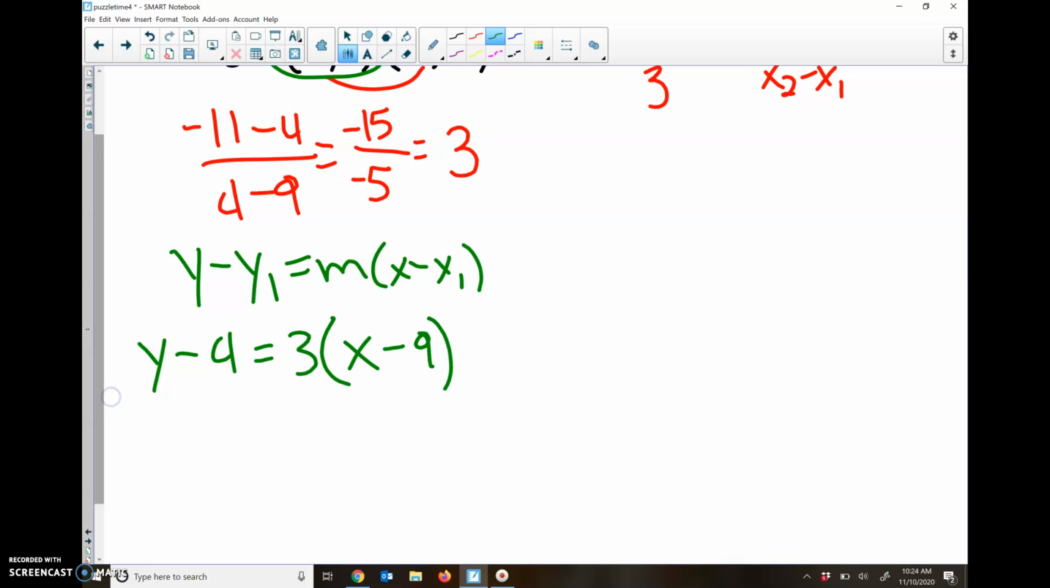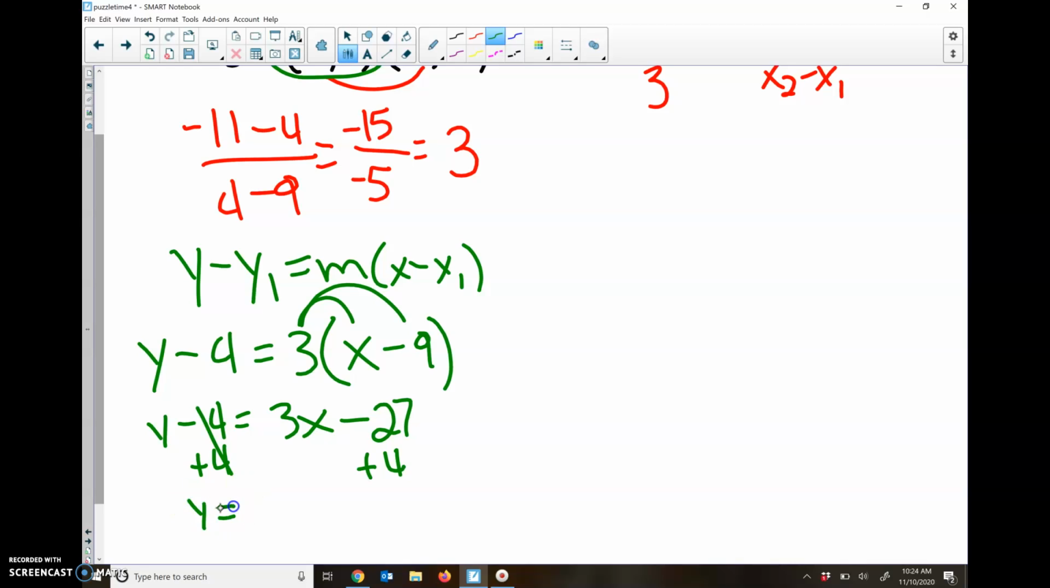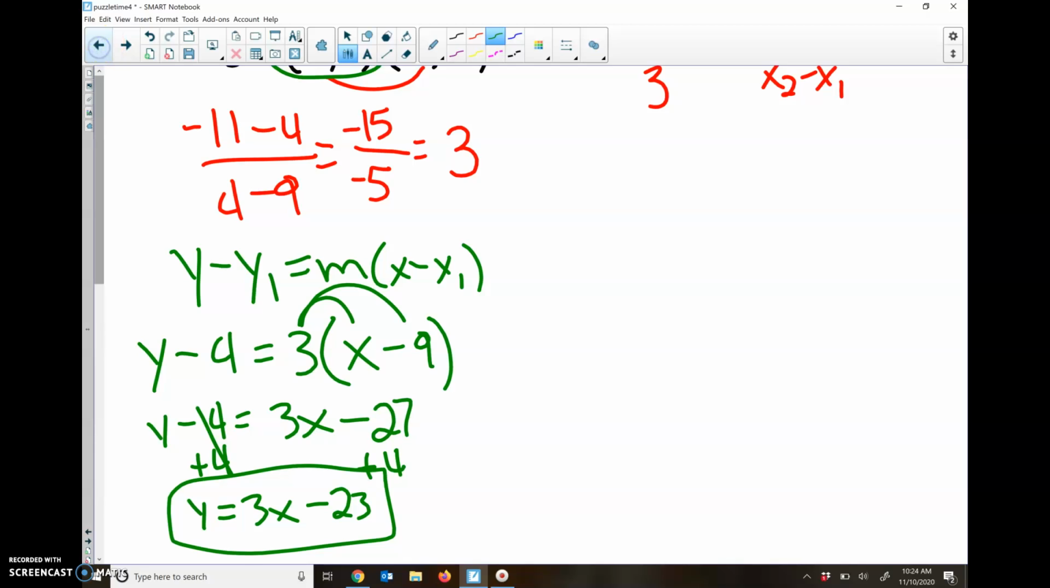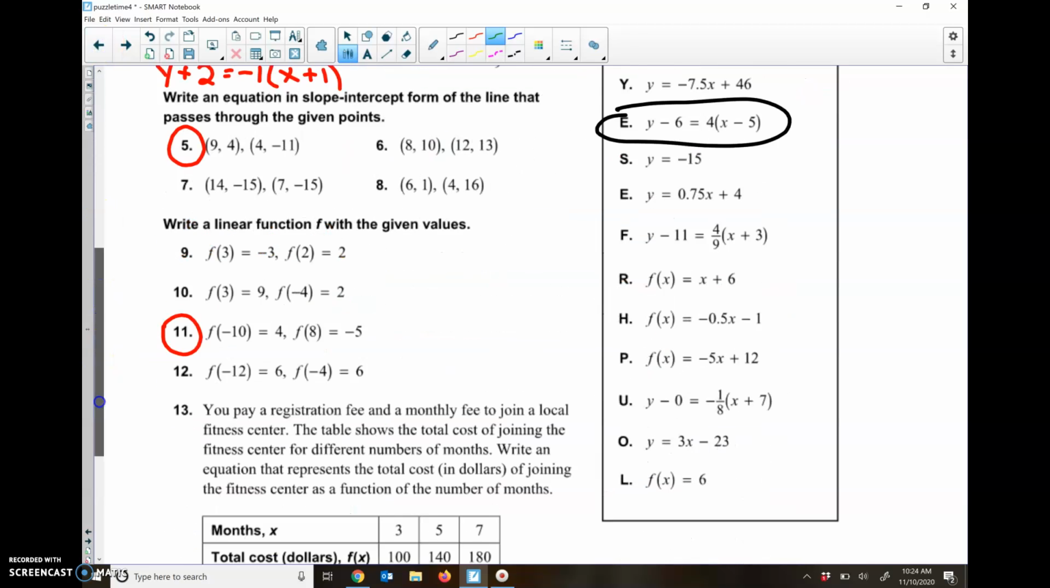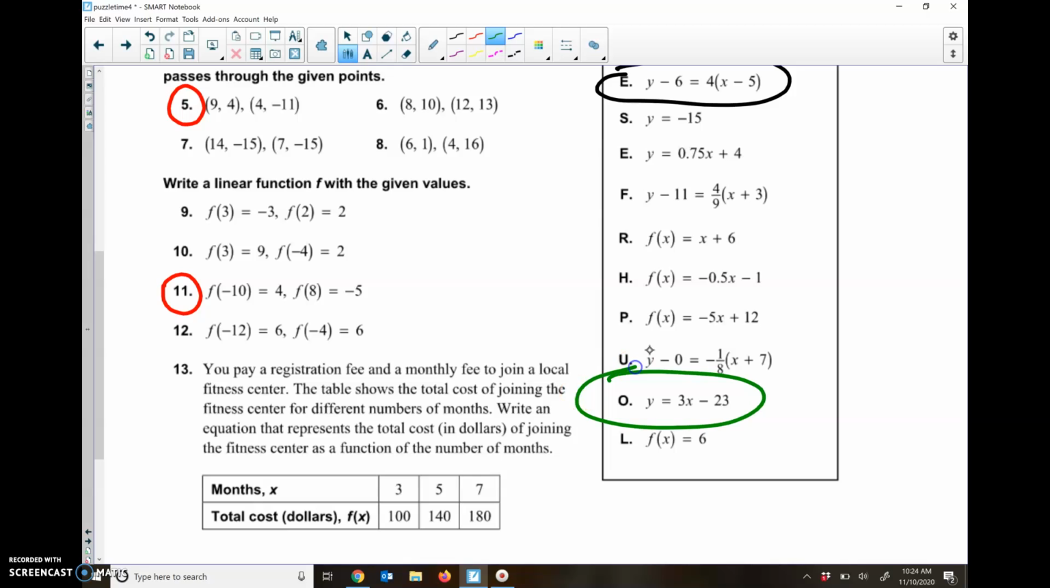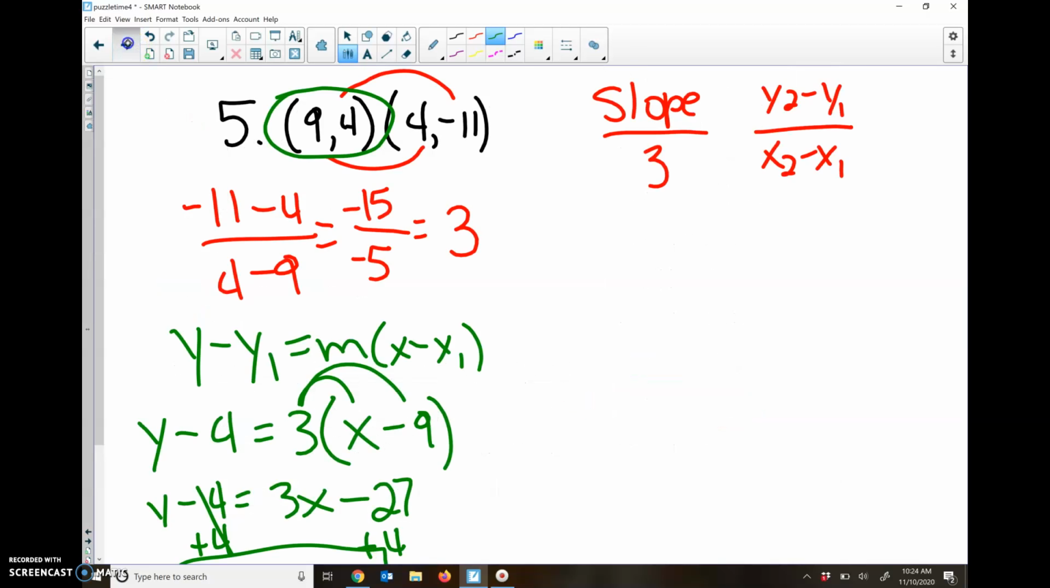Okay, so we wrote it out, and then we have 2 problems of math. Our first problem is to distribute. So 3 times x is 3x. 3 times 9 is 27. And then I need to add 4 to each side. So first step, distributing. Second problem, add or subtract there. So I'm left with 3x, and then negative 27 plus 4 is negative 23. So y equals 3x minus 23, which, as we can see from our paper here, is down here at letter O. All right, now let's look at number 11.